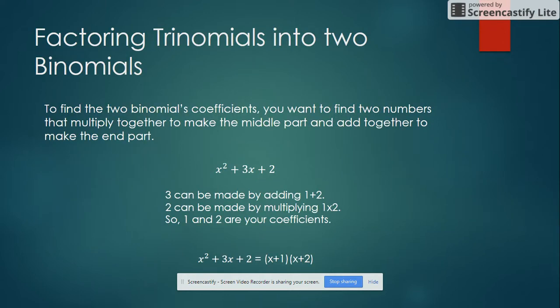Then we want to look at the numbers. To find the two binomials' coefficients, we want to find two numbers that multiply together to make the last term and add together to make the middle term. So, 3 can be made by adding 1 plus 2. 1 times 2 makes 2. So, x squared plus 3x plus 2 can be made into x plus 2 times x plus 1, where 1 and 2 are our coefficients.